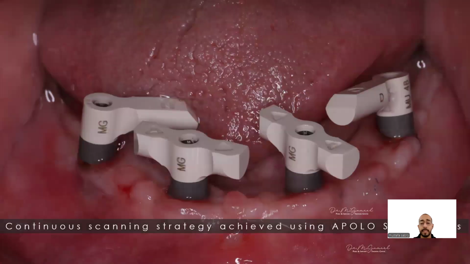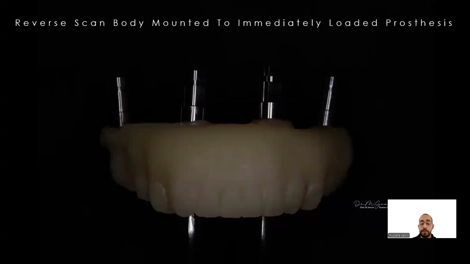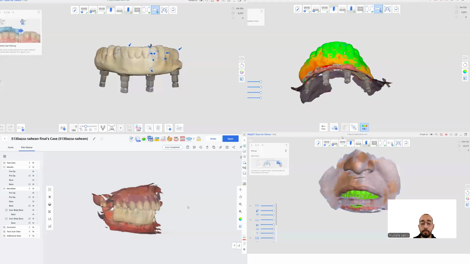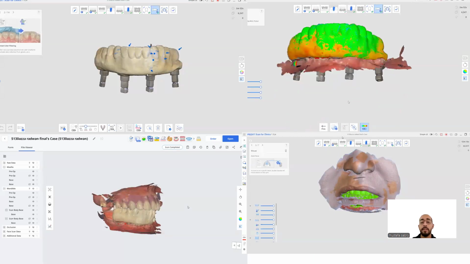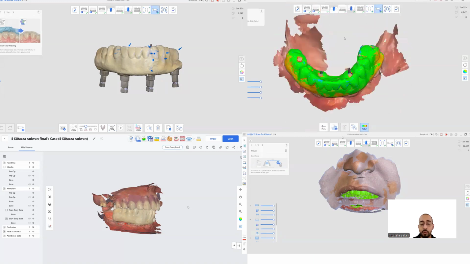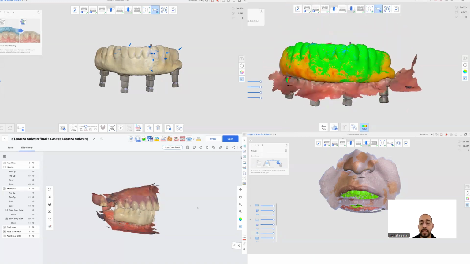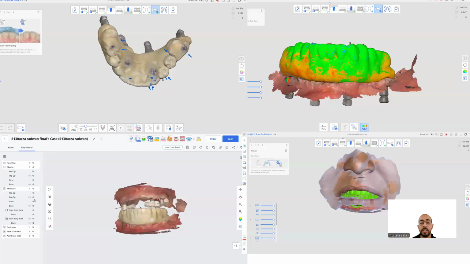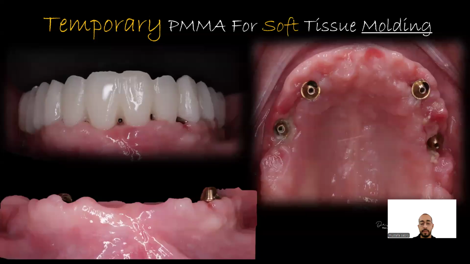There's a scanning for the mandible. And here is the FP3 with the reverse scanning. And here is the maxilla. And here is a beautiful thing: if you compare the position between the intraoral scan and the extraoral using the reverse scans, it's very nicely matching each other. And this, of course, affects the passivity of your final prosthesis.